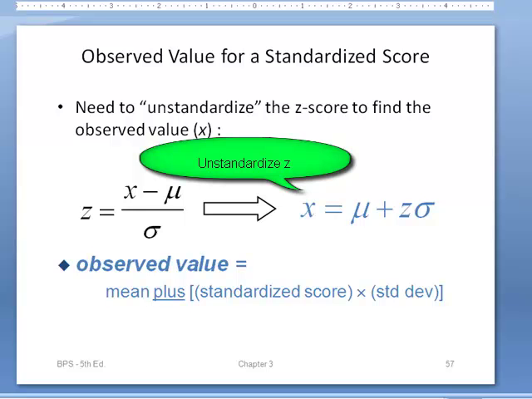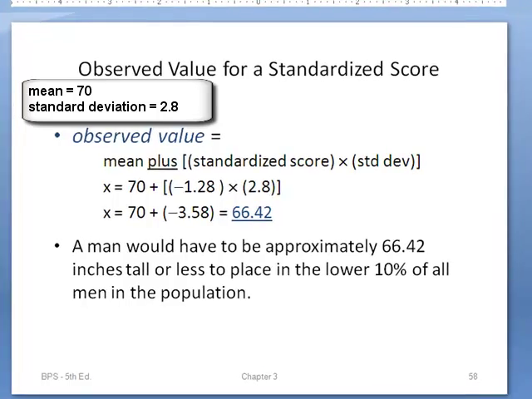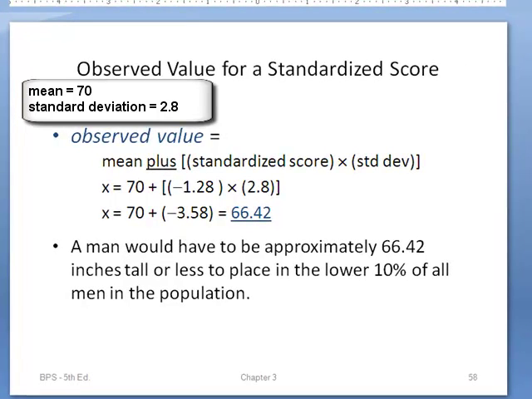So how would we do that for our example? We would use our formula. We know that the mean is 70 and the standard deviation is 2.8. So to find that value, to unstandardize that negative 1.28, we would just put it into our formula and find out that a man that is 66.42 inches tall or less will place in the lower 10% of the population.